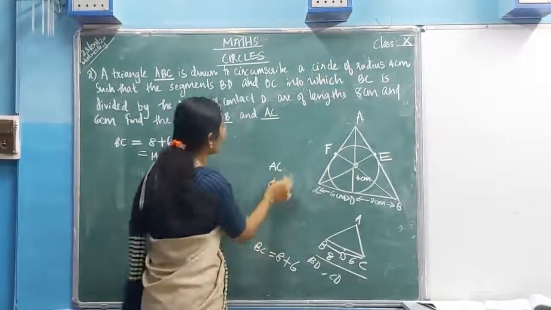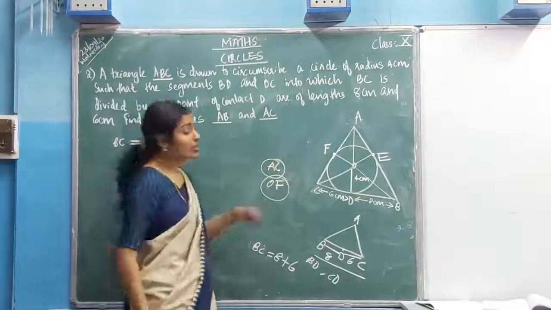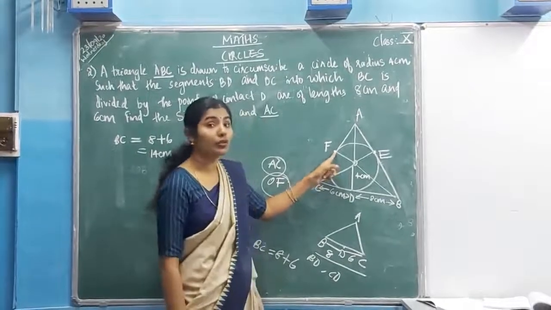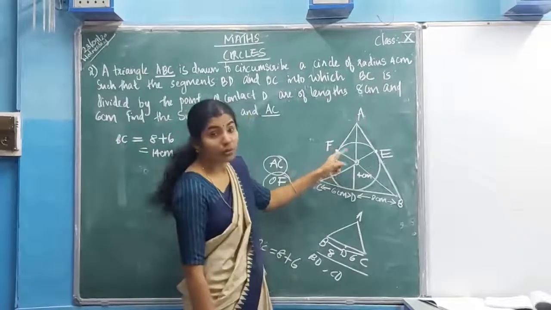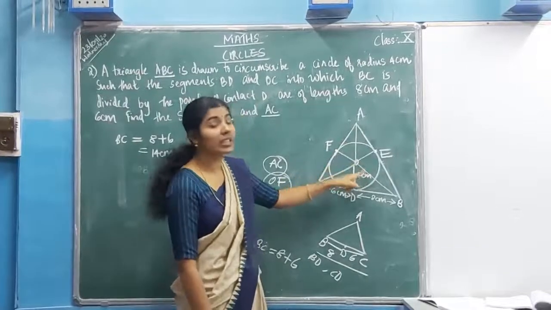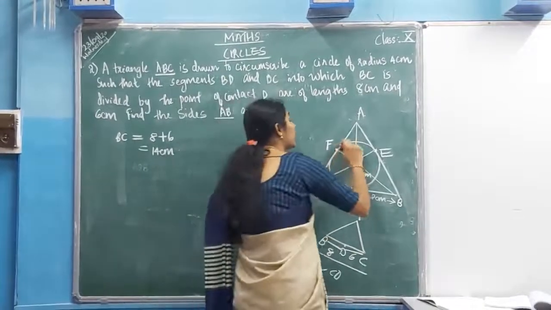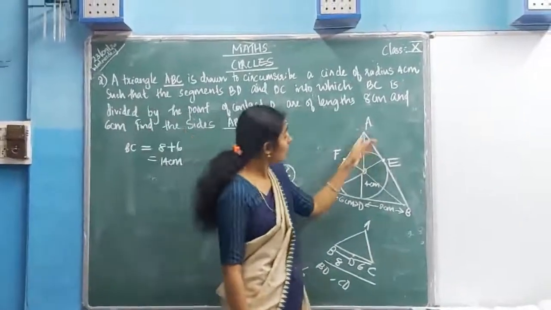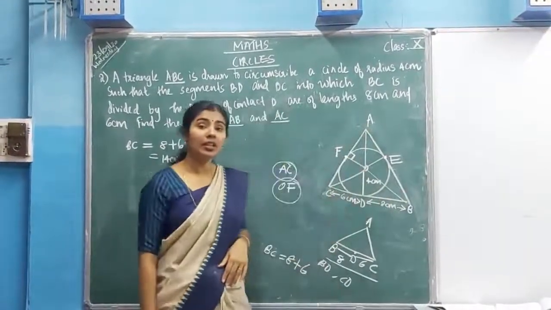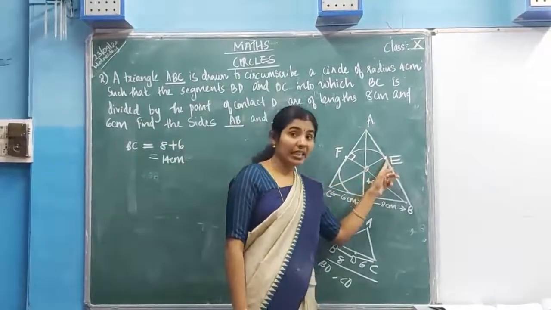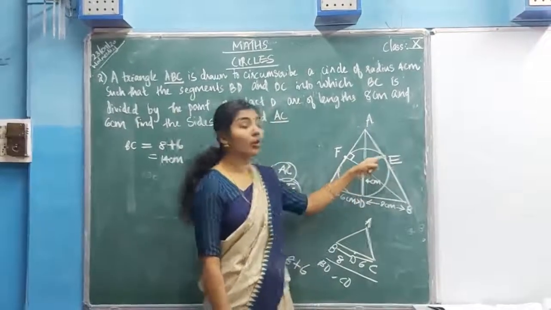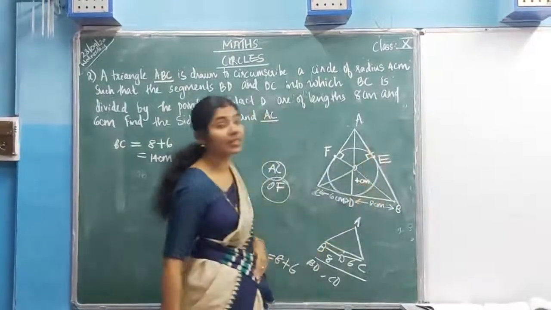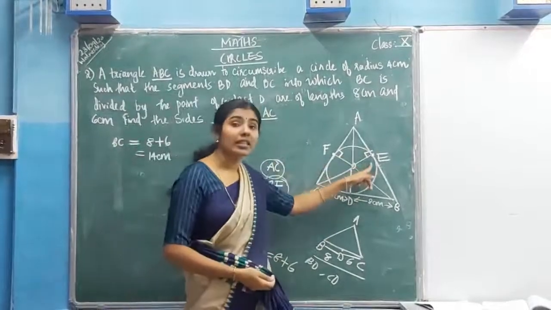What is that? OF. So AC is the tangent. F is the point of contact. So through F we are drawing one radius. So what can you say? The tangent is perpendicular to the radius. Similarly you see AB is the tangent. The point of contact is E. So through E we are drawing one radius. So what can you say? The radius is perpendicular to the tangent. So this angle is 90 degrees.